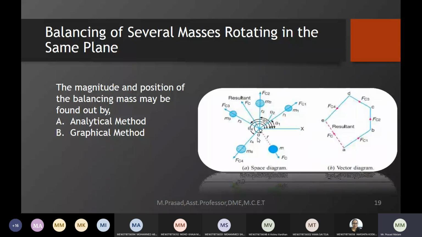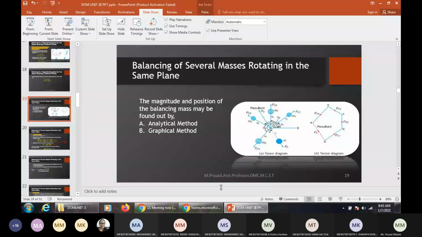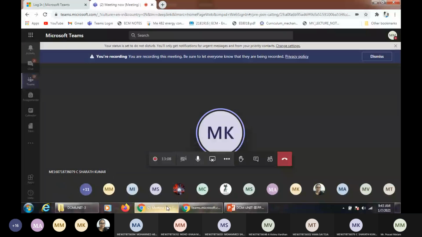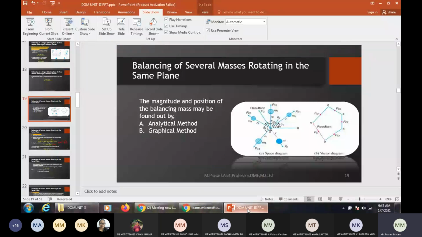Sir, the screen is not appearing. Yes, sir, the screen is not appearing. No, I'm sharing the screen. It's appearing for everyone, sir, maybe your network is slow. Okay, it is appearing.